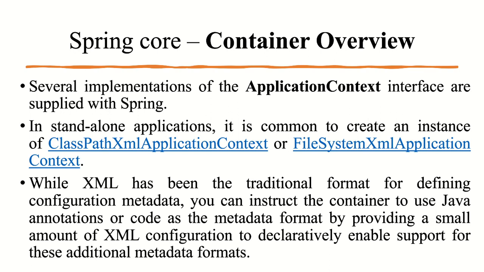Several implementations of the application context interface are supplied with Spring. In a standard application, it is common to create an instance of ClassPathXmlApplicationContext or FileSystemXmlApplicationContext. While XML has been the traditional format for defining configuration metadata, you can instruct the container to use Java annotations or code as the metadata format by providing a small amount of XML configuration to declaratively enable support for these additional metadata formats.